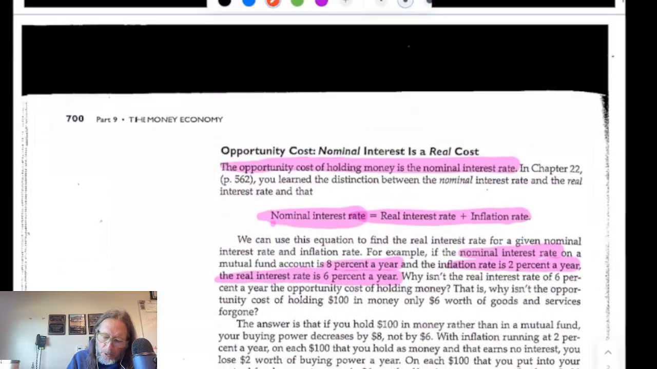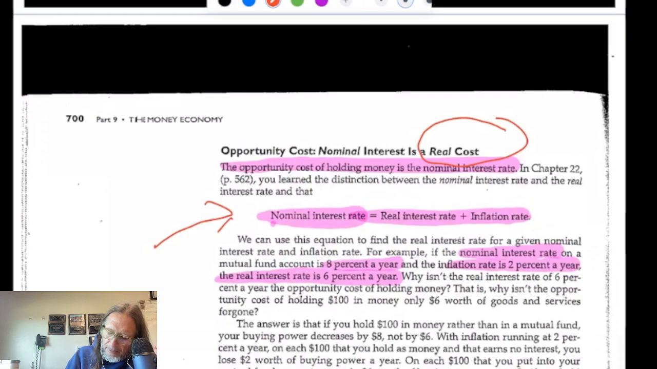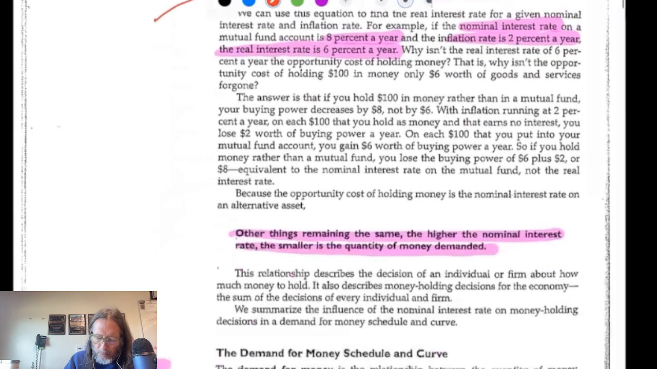So remember that it's not the real interest rate. Again, remembering that to find the nominal, we take the real interest rate and add inflation, right? So going backwards would get us the real. Nominal minus inflation gets us the real. But we're not interested in the real at this point. We're interested in what is the actual number, okay?